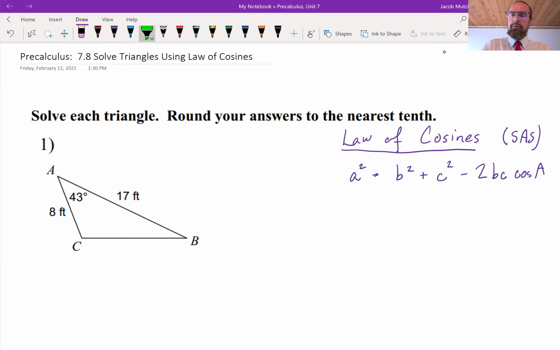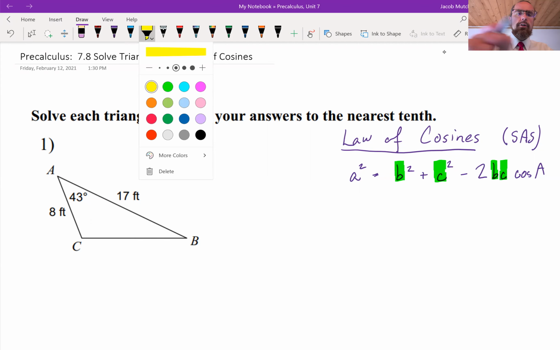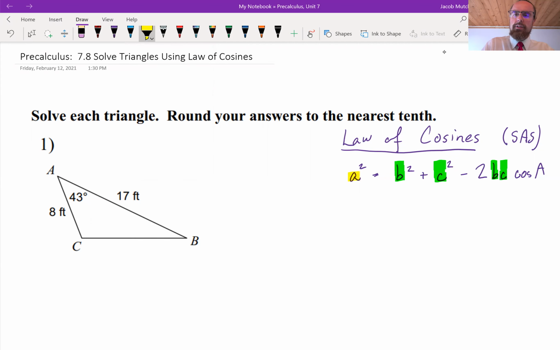It involves cosine. One thing I'd like to note here is that the B squared and the C squared, whatever's squared on this side, those same variables are going to show up in this added term. So this one's minus 2BC cosine A. The other thing to note with this formula is that this A squared will match this angle A. So that's one version of it.